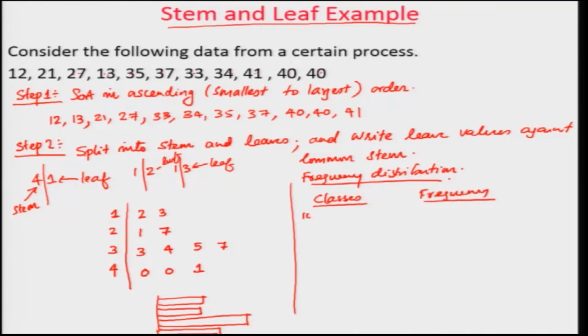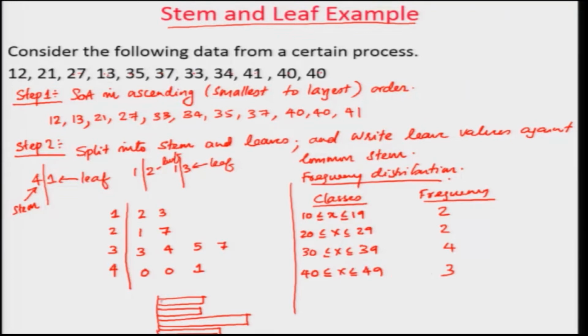So, I will say 10 less than or equal to x less than or equal to 19. Then I have 20 less than or equal to x less than or equal to 29, 30 less than or equal to x less than or equal to 39, 40 less than or equal to x less than or equal to 49. If I do this in the frequency, instead of this I will be writing 2, here also I will be writing 2, this I will be writing 4, and this I will be writing 3.